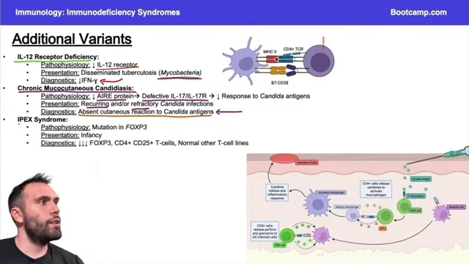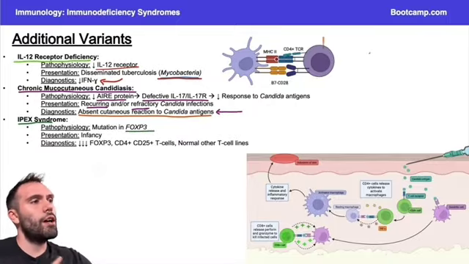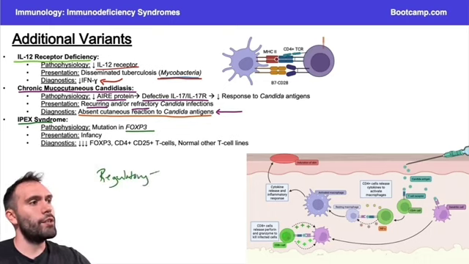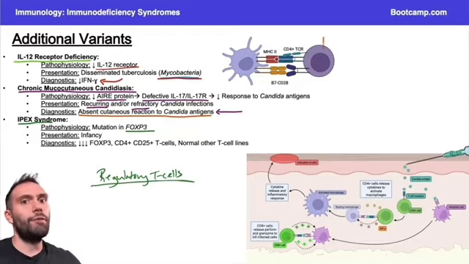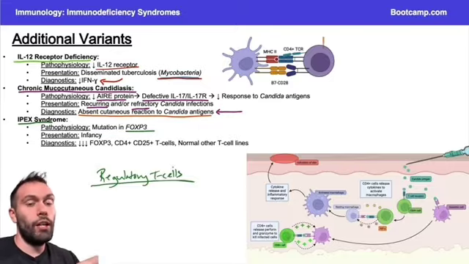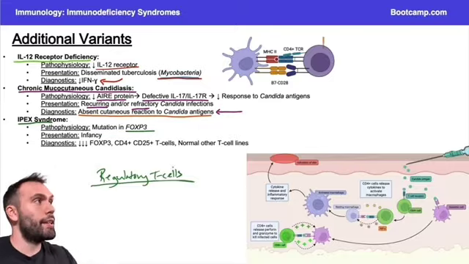Okay, last one, IPEX syndrome. IPEX syndrome is due to a mutation in the FOXP3 gene. Now remember, we talked about this when we went through the T cell video. We said there's these certain cells, the regulatory T cells. These regulatory T cells are going to be the opposite of the inflammatory response. Essentially, these cells are trying to keep things under control. They don't want things to get out of control, is another way to think about it. They want to keep the inflammatory response in check.